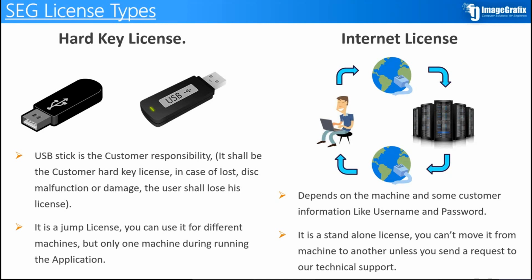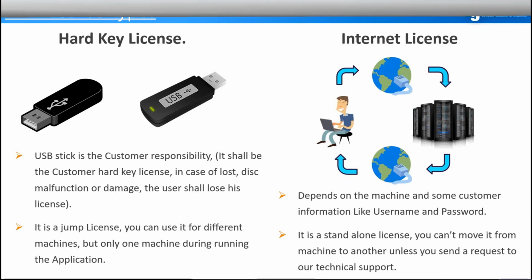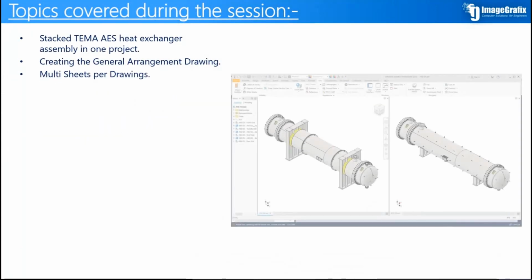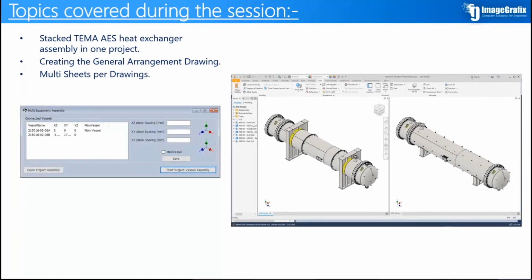That was our last webinar. In the last webinar, we discussed some points regarding project assemblies, like if we have a stacked heat exchanger and we would like to make an assembly for this heat exchanger by using the project assembly tool and defining the spacing between equipment, we can generate the assembly of both heat exchangers, use it to create the final drawing for both of them, and generate the general arrangement drawing with multi-sheets.